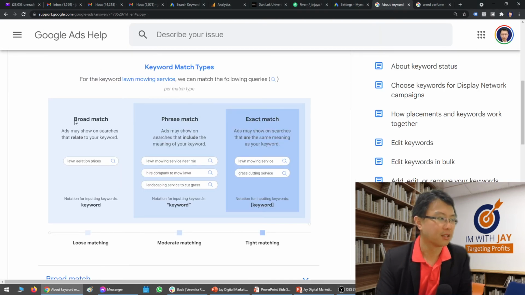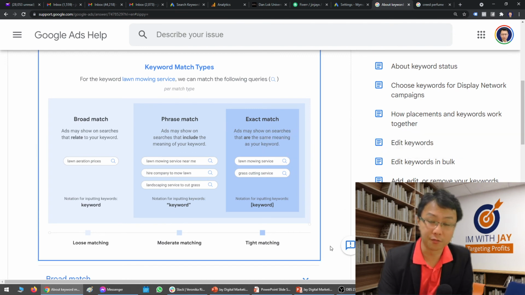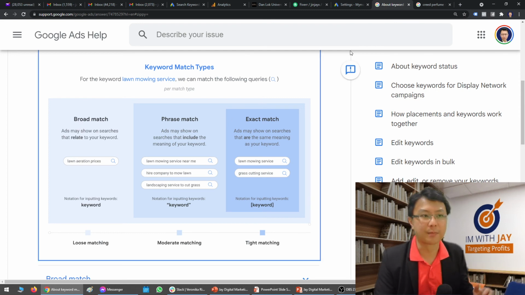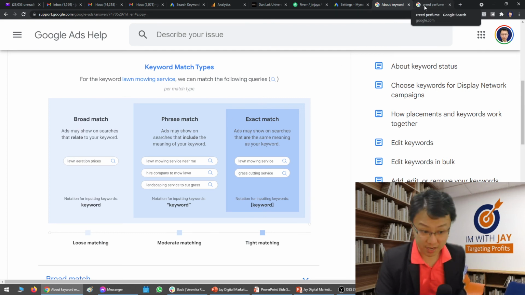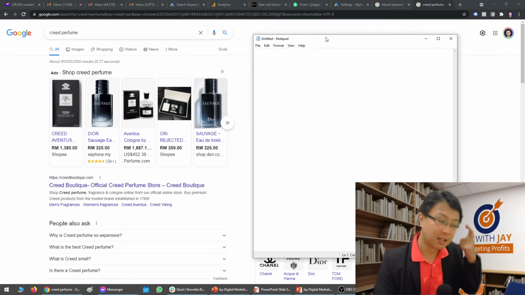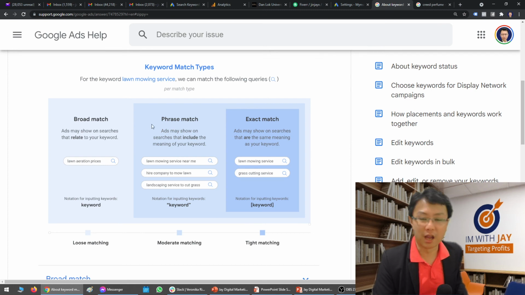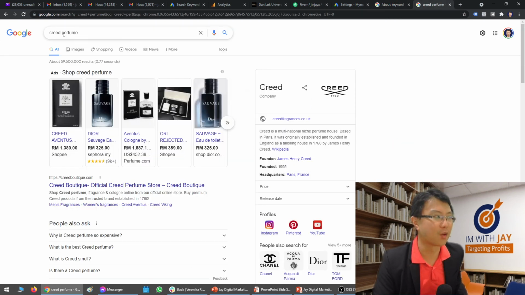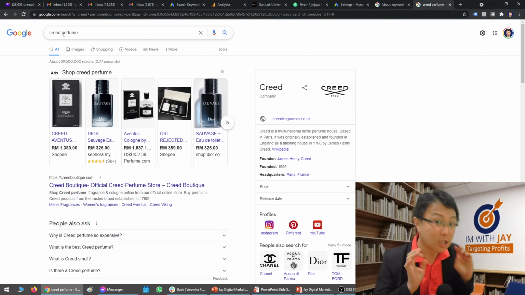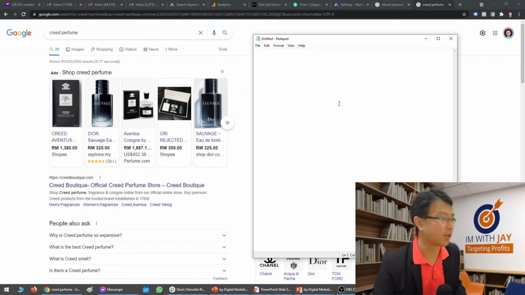So you want to be very, very specific. Google has 3 match types: broad match, phrase match, and exact match. Frankly, I don't like to use any of them, so use this instead. I'm not going to cover all of this, but I'll just show you. Let's say I want to make sure that when somebody types Creed, they're looking for perfume instead of music. So this is what I do.